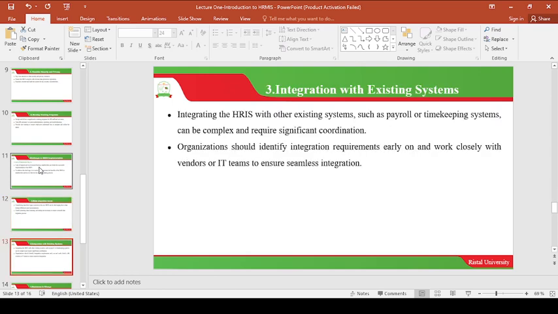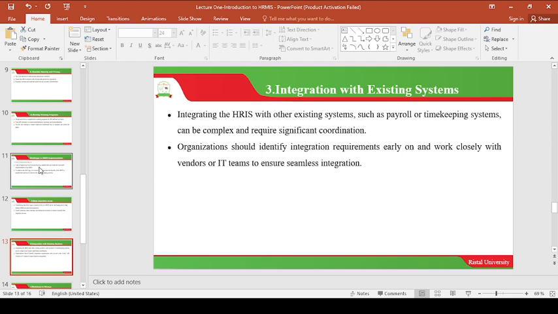The next challenge now is integration with the existing systems. Integrating the HR information system with other existing systems, such as payroll or timekeeping systems, can be complex and require significant coordination. So when you are integrating the existing system into the new one, it is challenging because, as we already looked at, the differences in data format, inconsistency, etc. really affect the integration process. How do you address that?